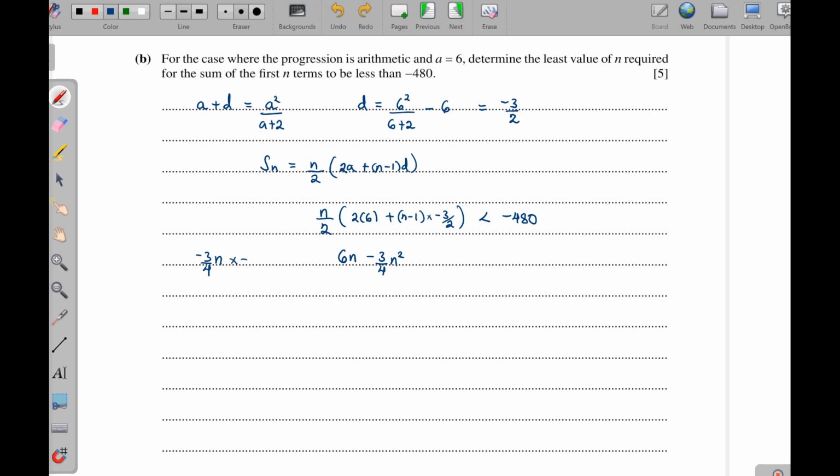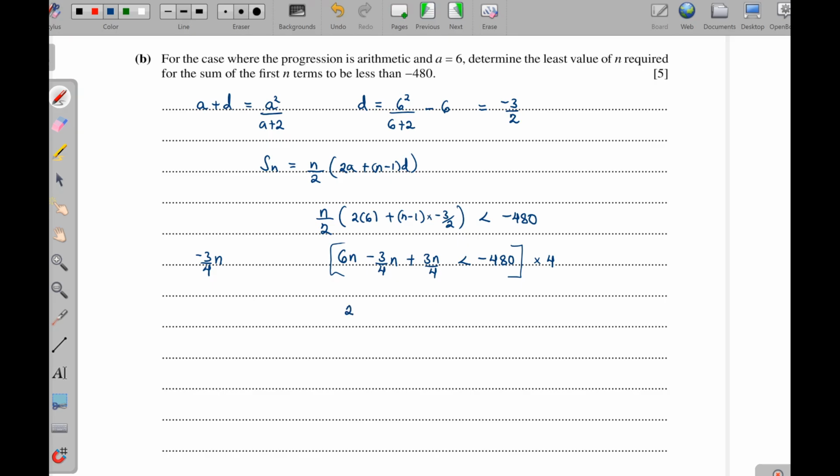That one will give us a positive, 3n over 4, so less than negative 480. Now I'll multiply all through by the 4, such that I can eliminate the denominator.